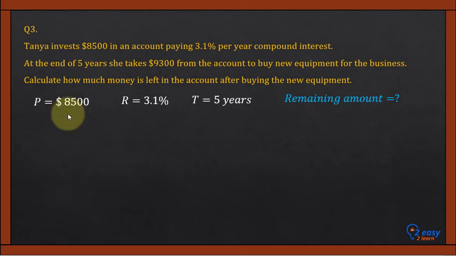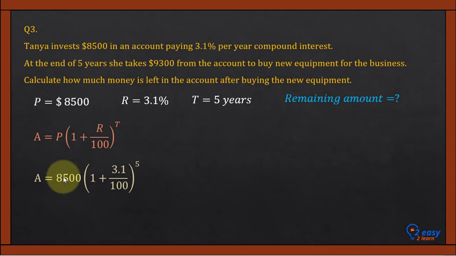So first we need to calculate the total amount at the end of 5 years. It's a compound interest question, so we will apply the compound interest formula. A is equal to P times (1 plus R over 100) to the power T. Plug in all these values. The value of P is 8,500, the value of R is 3.1, and the time is 5 years. Use a calculator to find the total amount at the end of 5 years.